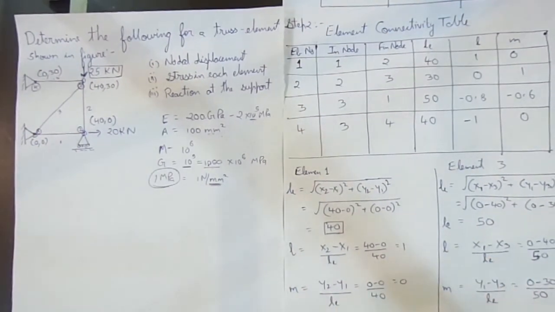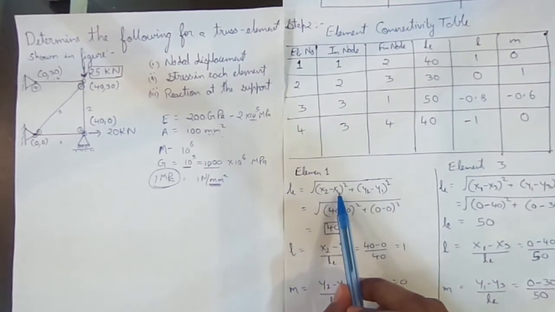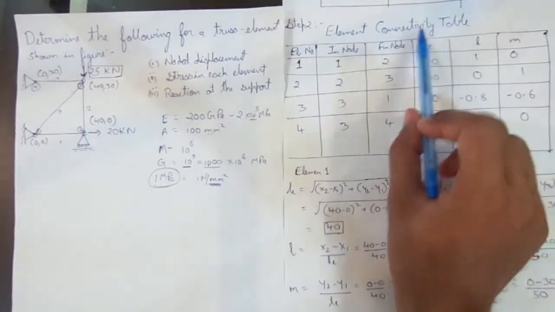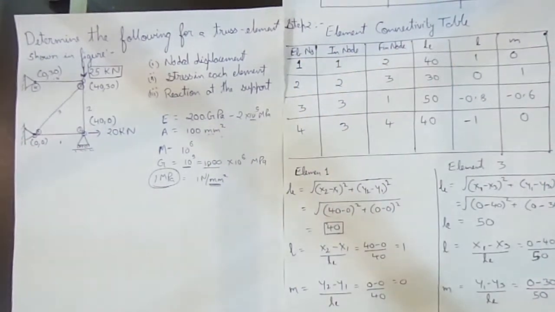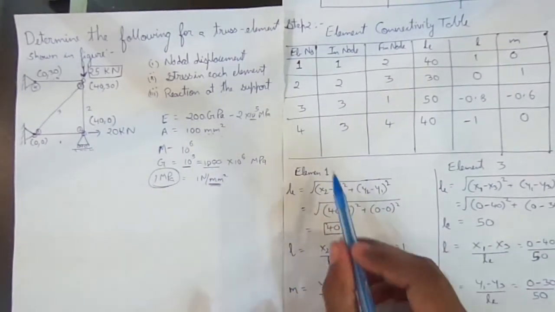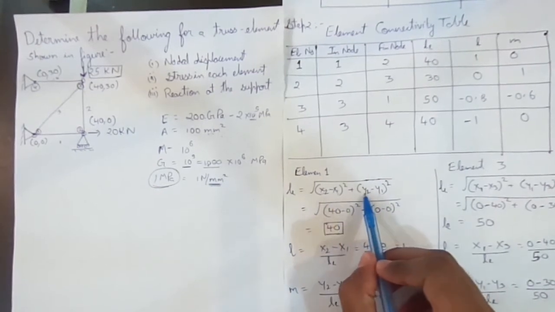Yeah, so what is LE? LE is nothing but (x2 minus x1) whole square plus (y2 minus y1) whole square. So for element 1 you have to find LE, right? Now here x2 is the final node, x1 is the initial node, y2 is the final node, y1 is the initial node.